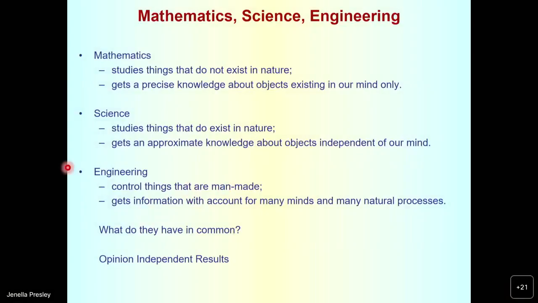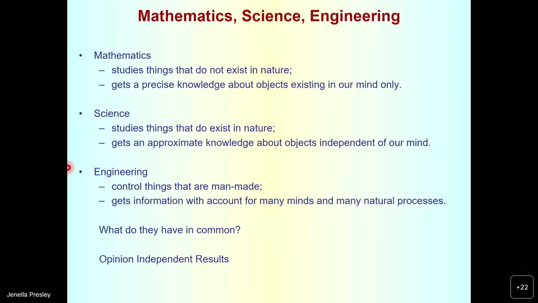Specifically, mathematics studies things that don't exist in nature, such as numbers, functions, derivatives, integrals, functionals. They exist only in our mind, and we need to get precise knowledge about objects that exist only in our mind. Science, on the contrary, does not care about our mind. It does not care what we think about a particular process, but it studies things that do exist in nature. In engineering, we control things that are man-made, and we try to get information accounting for as many processes as possible without getting into details of what is behind the process and what causes it to occur, in order for things to work.